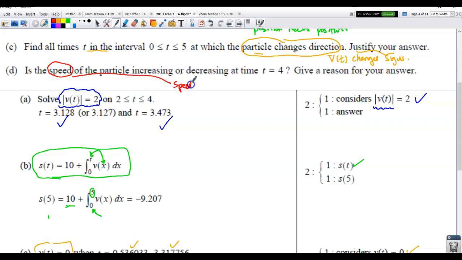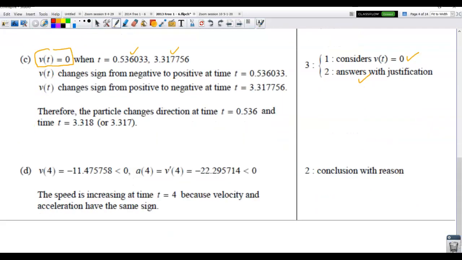Speed, if I'm speeding up or slowing down, I have to look at two components. I have to examine the velocity at t equal to 4, and I have to examine the acceleration at t equal to 4. If these two numbers have the same sign, then we are speeding up. If they have opposite sign, then we are slowing down. Very important, and you can see it comes up on the AP test.